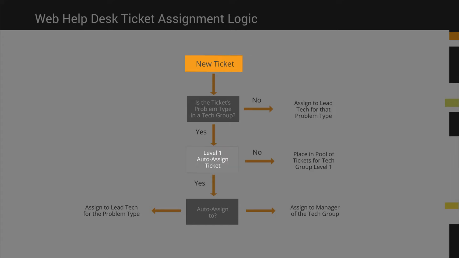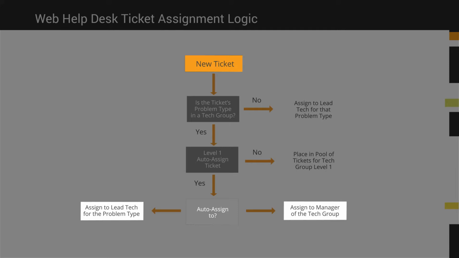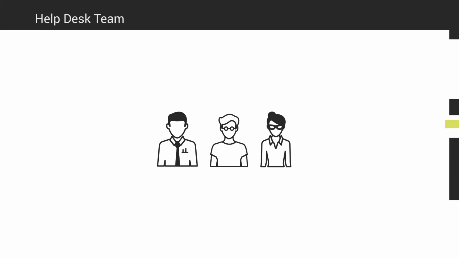For tickets with a request type that is in a tech group, the assignment is set according to the auto-assign tickets of that tech group's level 1 setting, after filtering out other factors of the ticket if applicable. If you have a small help desk team with 1 to 3 techs and each person has their own specialty, then you may not need tech groups. In this case, each of your techs would be considered the lead tech for that request type.